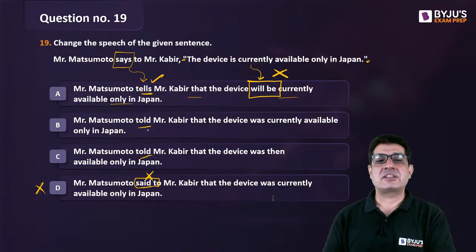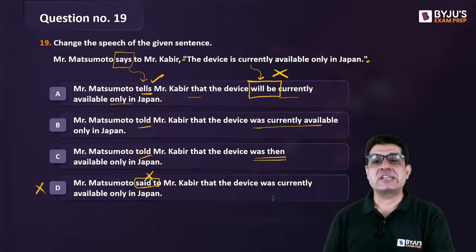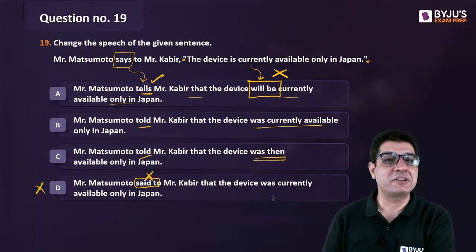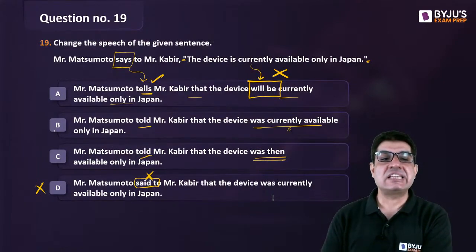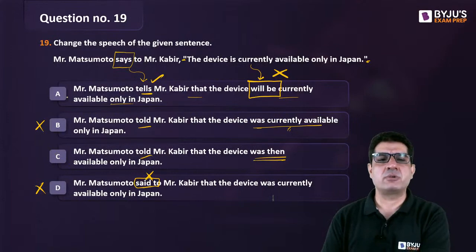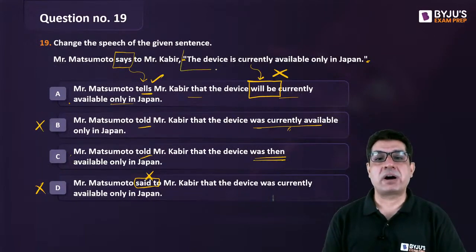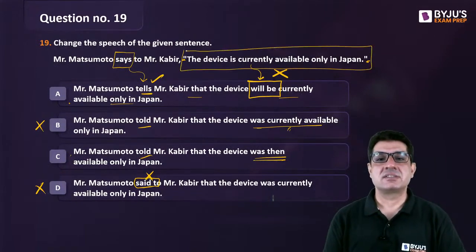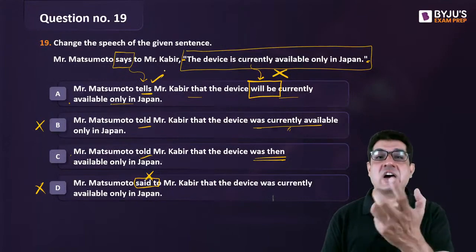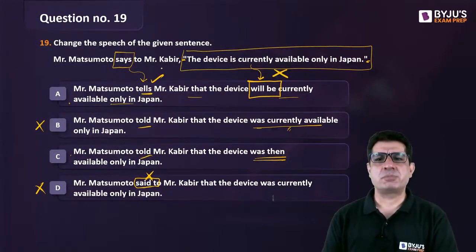So B says Mr. Matsumoto told Mr. Kabir that the device was currently available versus was then available. Which one is right? Currently should be changed into then. So C is better than B, and B is ruled out. So when I compare A and C, A makes a mistake in the core part, that is the quoted part, which is the heart of a direct speech.